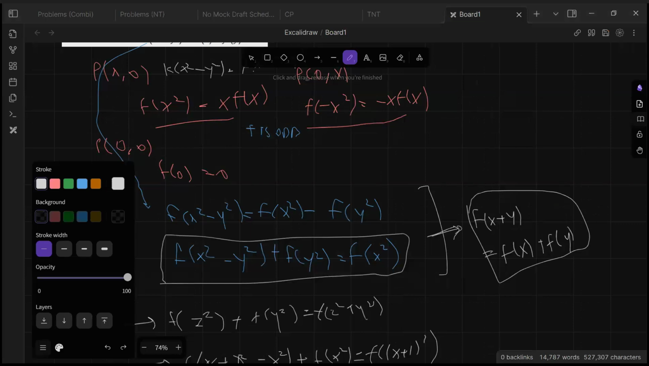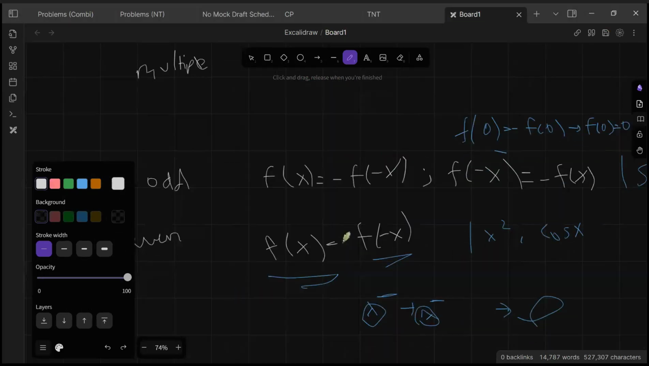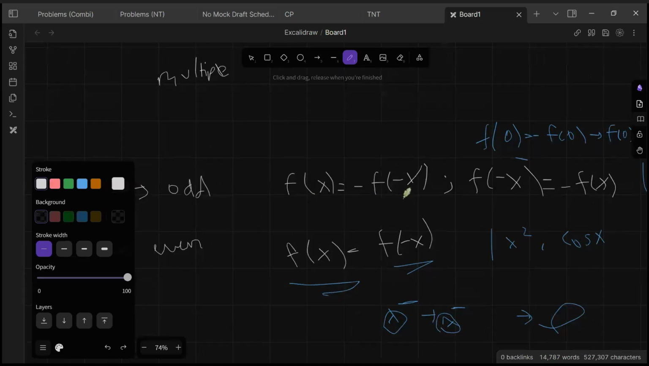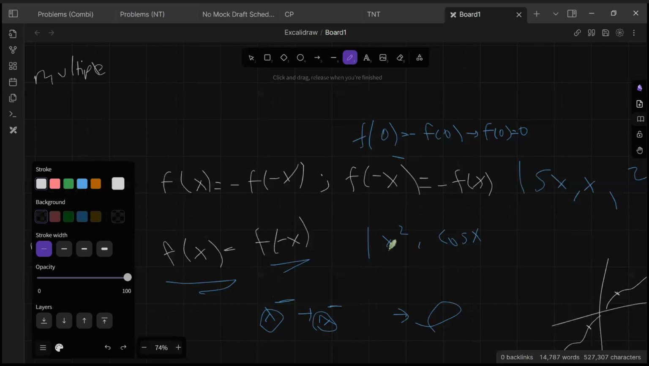Can you repeat the odd and even again? Okay, odd and even means if it's odd, then f of x is minus f of minus x. If it's even, then f of x is f of minus x. So for x squared, what we have is minus 1 squared, which is equal to 1 squared, right? So in general, minus x squared is equal to x squared. So x squared is even.